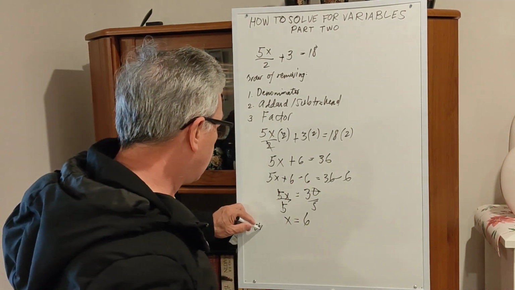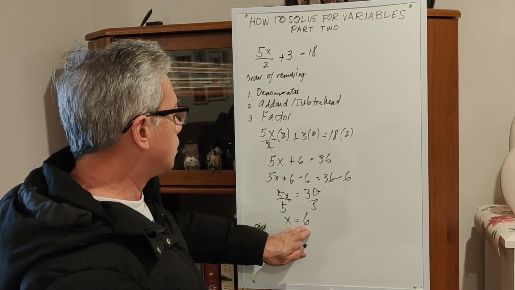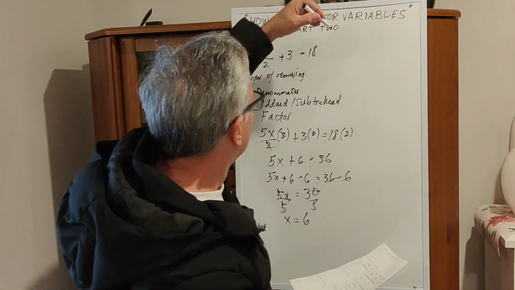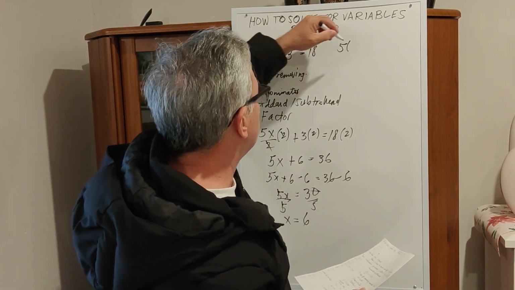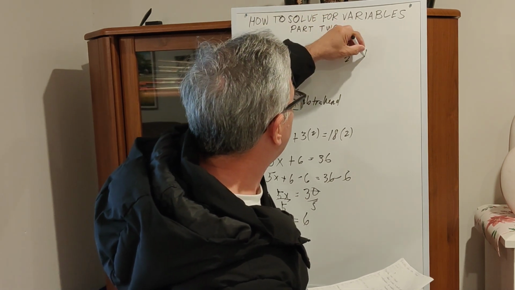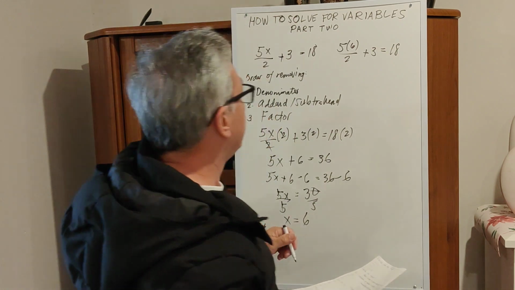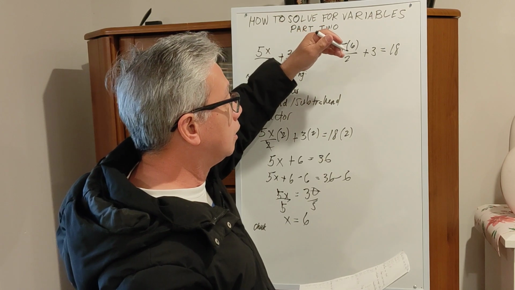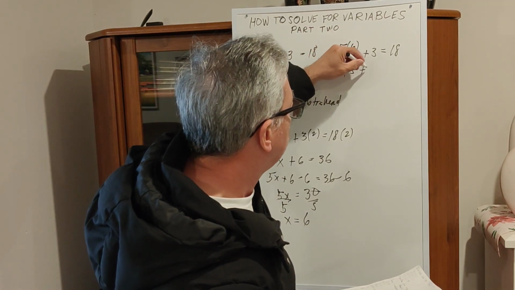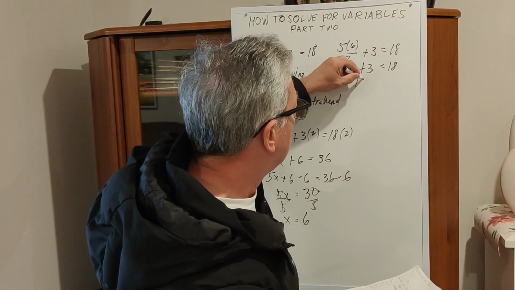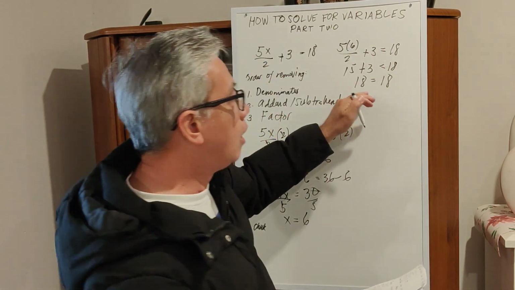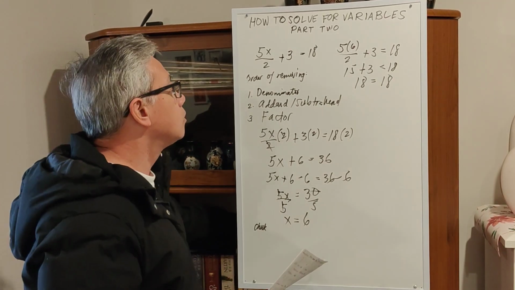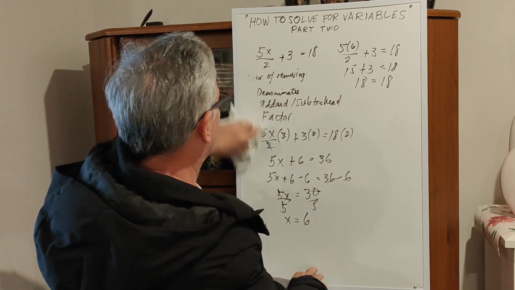Let's try to check. So we substitute 6 on our original equation. So 5 times 6 divided by 2 plus 3 is equal to 18. So 5 times 6 is 30, divided by 2 is 15. 15 plus 3 is equal to 18. 18 is equal to 18. So our answer is correct. So that's how to solve a combination of numbers.